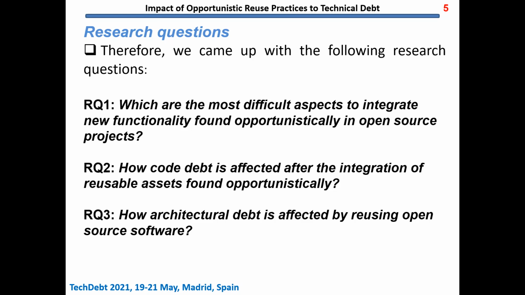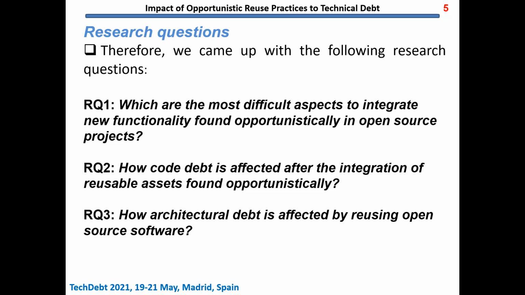In order to cover the proposed goals, we came up with the following research questions. The first research question is about which are the most difficult aspects to integrate new functionality found opportunistically in open source projects. So we study here the effort and the changes required by a developer when integrating third-party components. In the second research question, we analyze how code debt is affected after the integration of reusable assets found opportunistically. So here we wanted to investigate to what extent opportunistic reuse practices have a significant impact on technical debt ratios and the number of smells in the code.